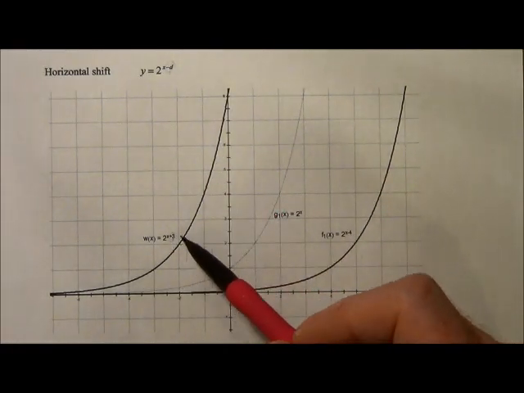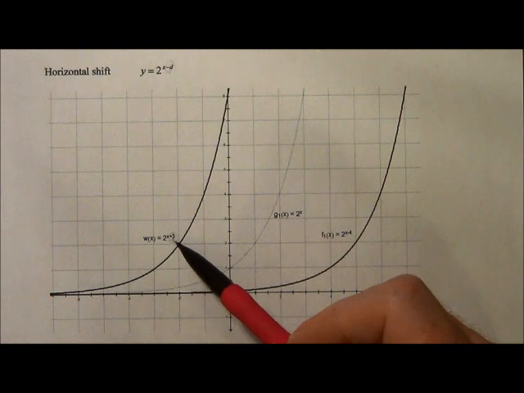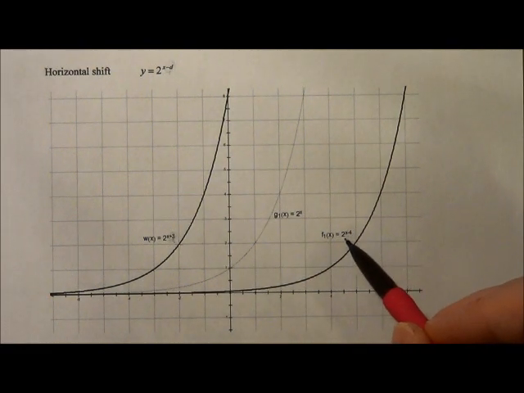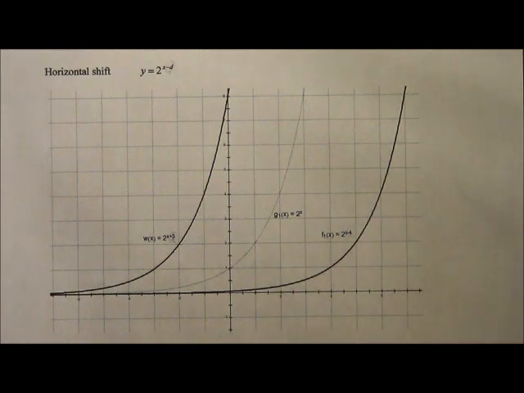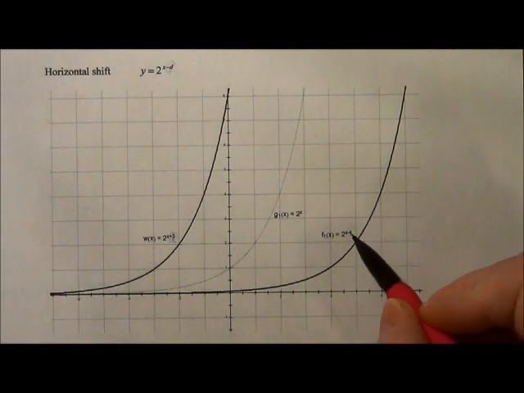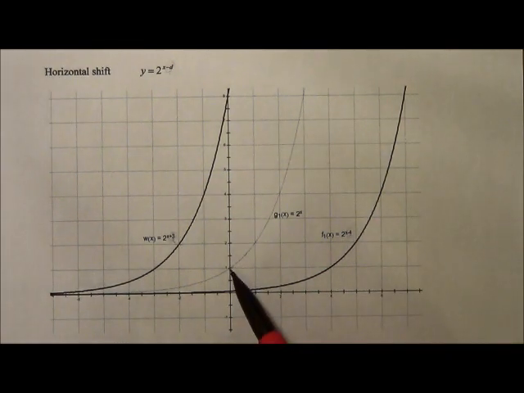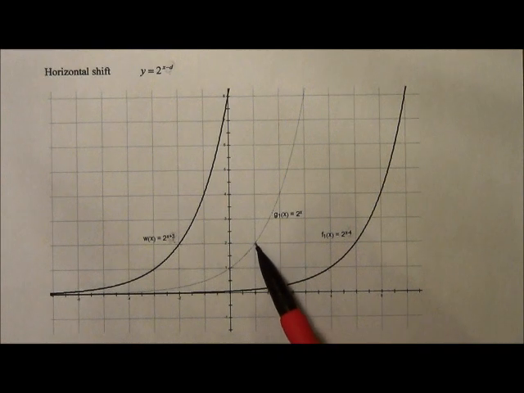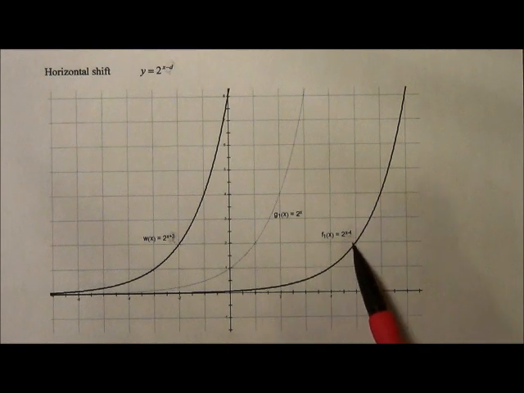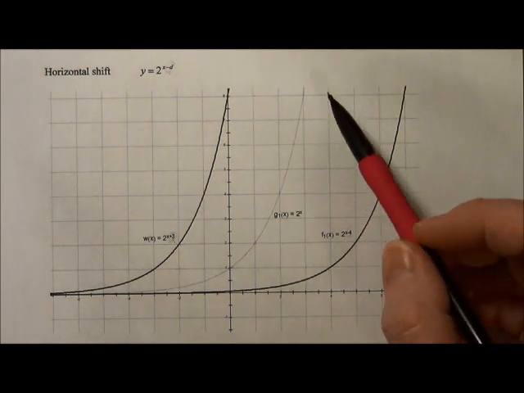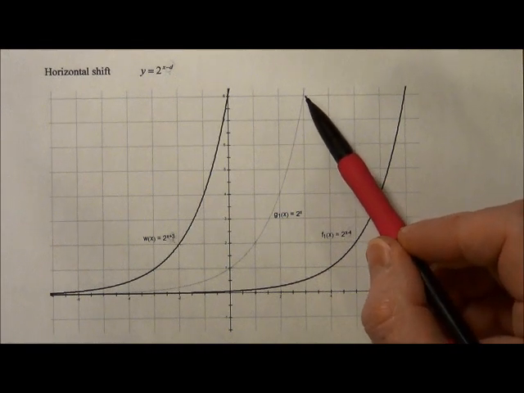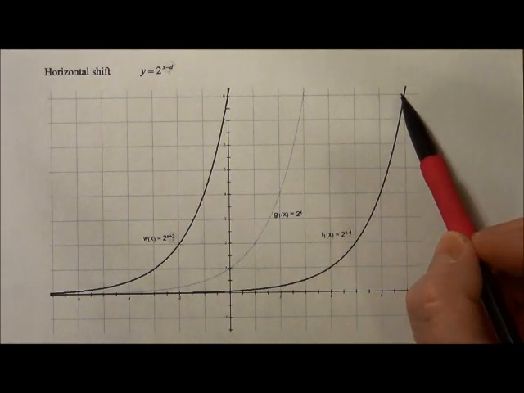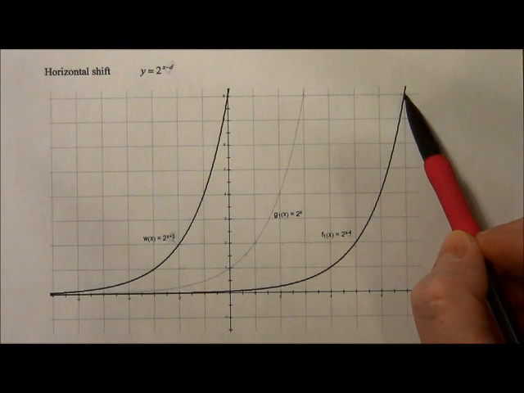So for the first function, they're all translated over to the left. The second function, when y equals 2 to the x minus 4, all the points get translated to the right 4 units. So the y-intercept of 0, 1 becomes 4, 1. This point of 1, 2 becomes 5, 2, etc. And this point of 3, 8 is 7, 8.